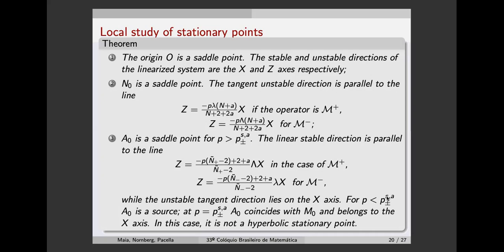For P less than PSA, A0 is a source. And at PSA, A0 coincides with M0 and belongs to the x-axis. We're going to see in pictures how it goes in this case. In this case, it's not a hyperbolic stationary point, and A0 is going to be a source like M0.